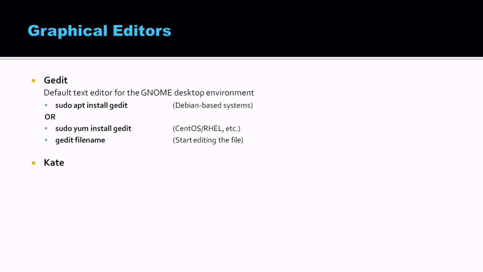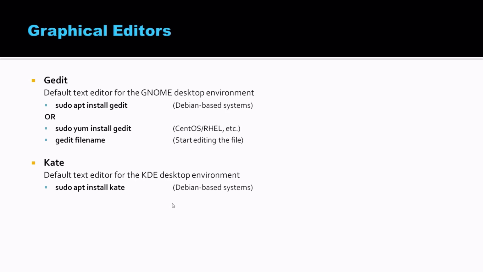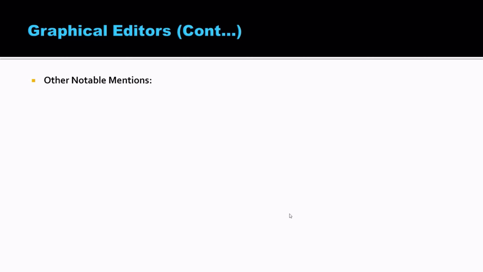We have got another one, which is Kate. Kate is the default text editor for the KDE desktop environment, but can also be installed and used in other environments. You can install it using sudo apt install kate on Debian-based systems, or if you wanted to install it on Red Hat Enterprise or CentOS operating system, you can run the command sudo yum install kate. And to use it, you can type kate followed by the file name, and you can start creating and editing the file.